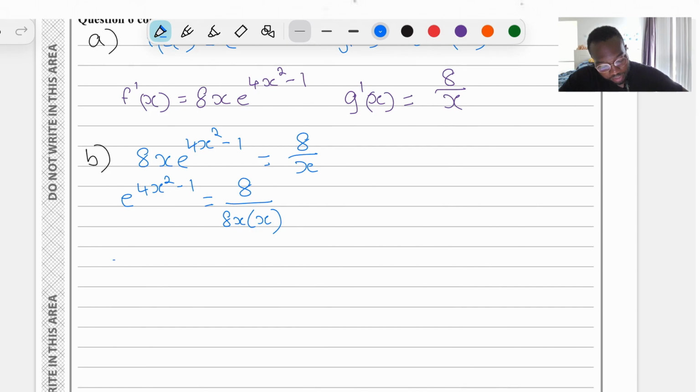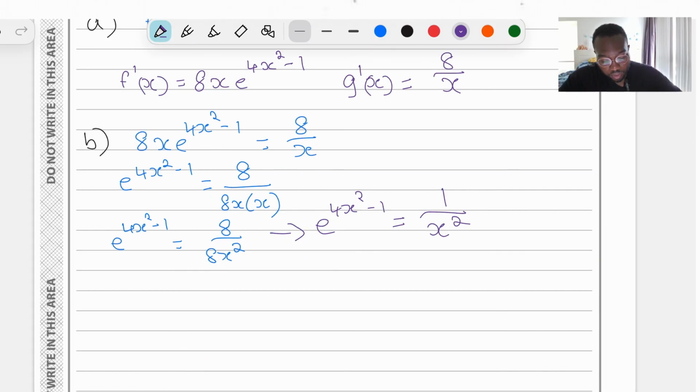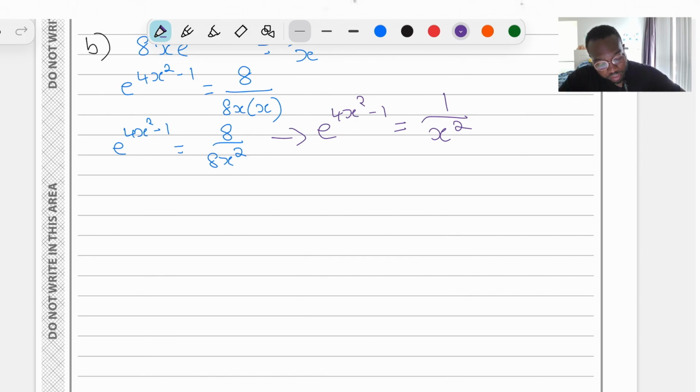If we do that, we get e to the 4x squared minus 1, and that will just equal 8 over 8x squared. Now that 8 will cancel down a bit. So if I write over here, we have e to the 4x squared minus 1 equal to 1 over x squared, okay? So now we're at this stage, what can we do? Well, we can take ln, so we can get rid of that e. So let's take ln. We will have ln of e to the 4x squared minus 1, and that is equal to ln of 1 over x squared.